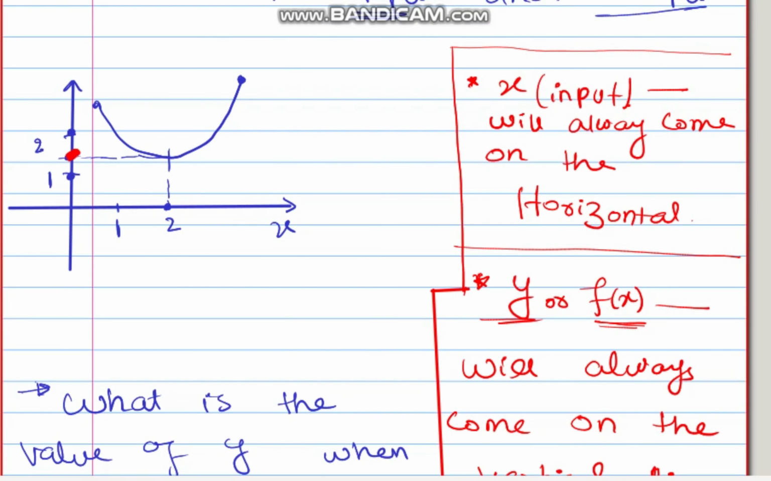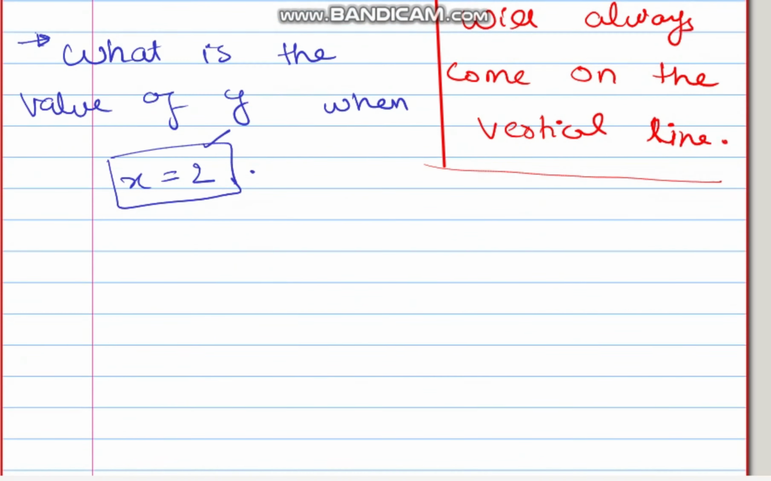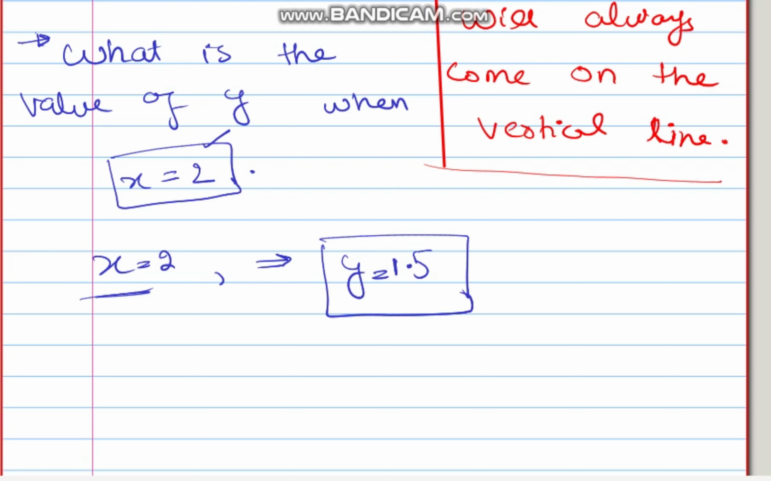Very good, excellent. It will be 1.5 because it lies in the middle, and it's a very easy thing for us to understand. So this will be 1.5. I can write it very easily that if x is equal to 2, it implies that y will be equal to 1.5. This is the main cause of the function.